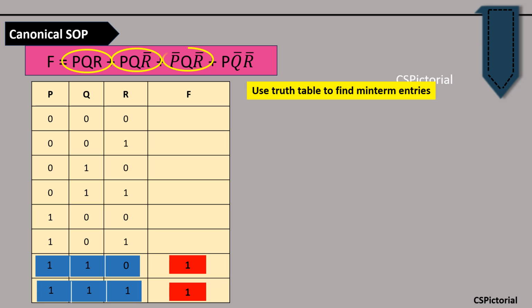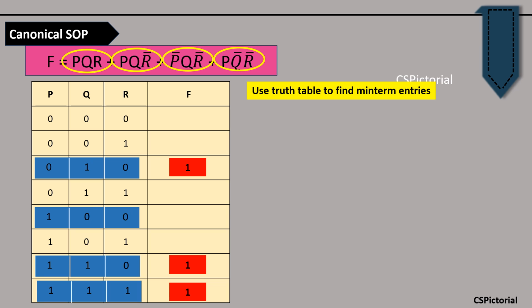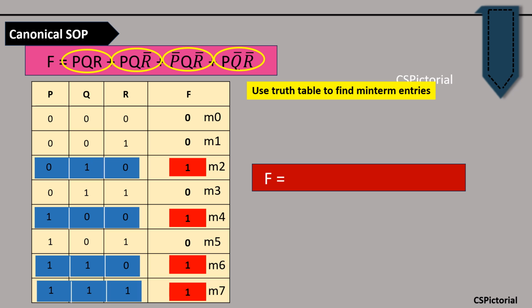Again, for the next product term, P bar Q R bar, P equal to 0, Q equal to 1 and R equal to 0. So, enter 1 in the corresponding field. And finally, for the product term P Q bar R bar, the input values are P equal to 1, Q equal to 0 and R equal to 0. Enter 1 as output value for the corresponding truth table entry. Now, mark the minterm representations as M0, M1, M2, etc. up to M7. Pick out the minterm entries for which the output value is 1. That becomes the output F equal to M2 plus M4 plus M6 plus M7.